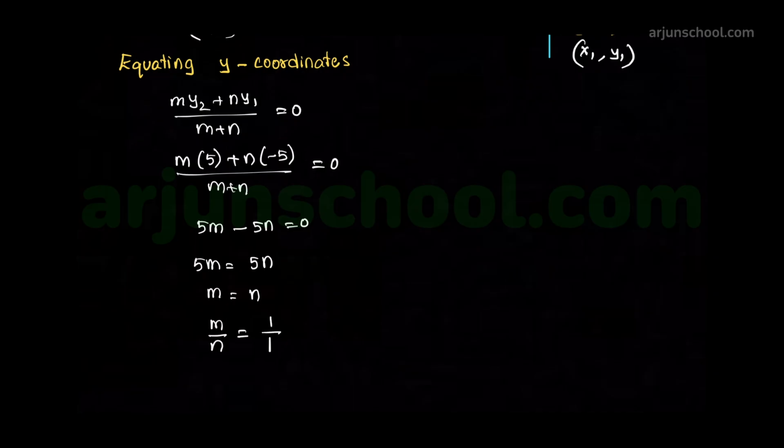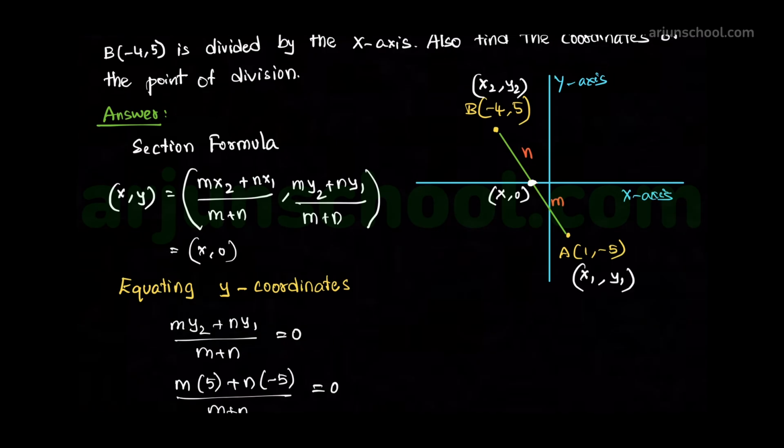Bring n to the LHS. m by n is equal to 1 by 1. Therefore, the ratio m is to n is 1 is to 1, which means the point on the x-axis (x, 0) divides the line segment joining the points A and B in the ratio 1 is to 1, which means this is the midpoint of the line segment joining the points A and B. Now we need to find the coordinates of this midpoint.